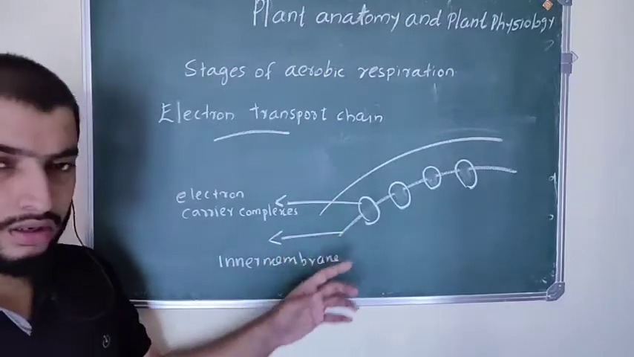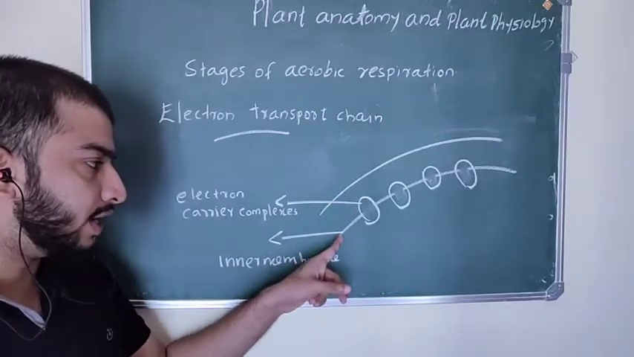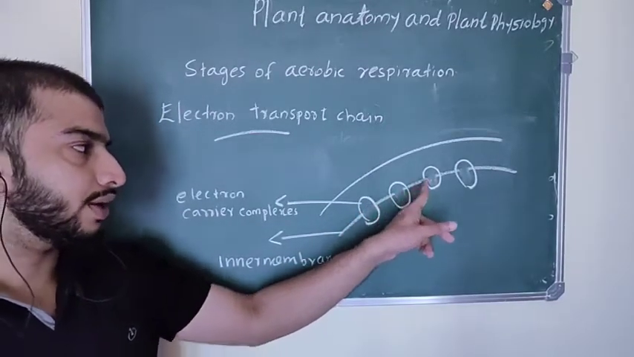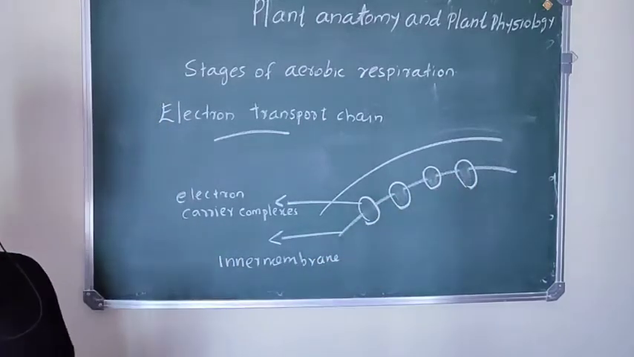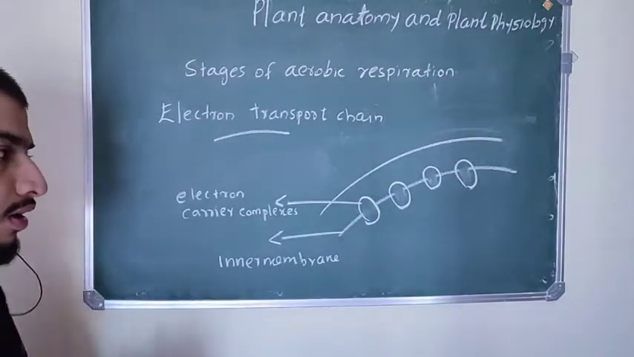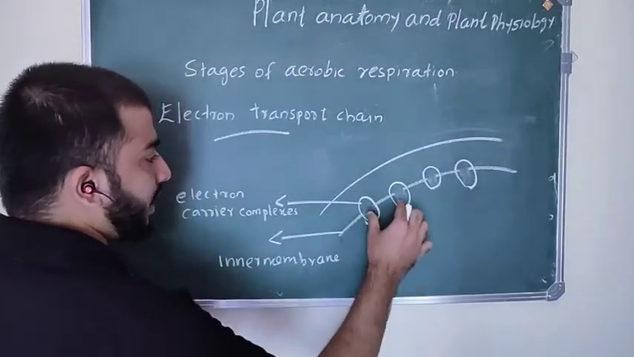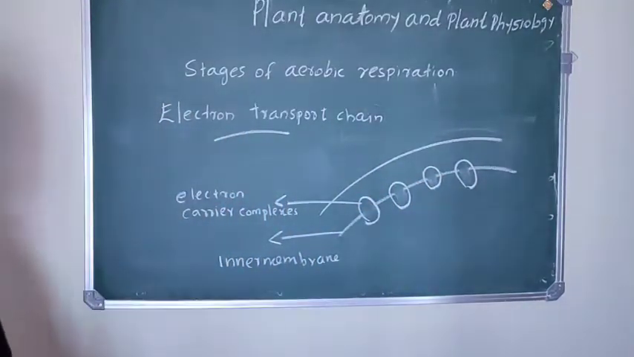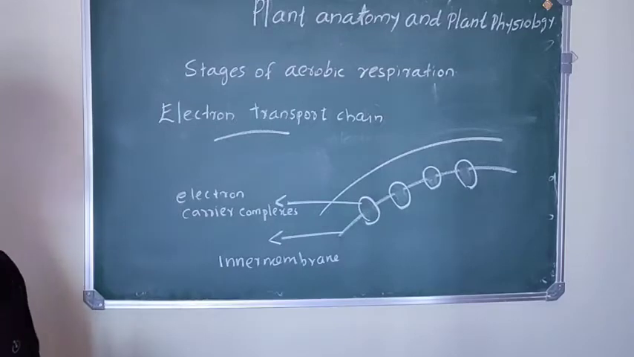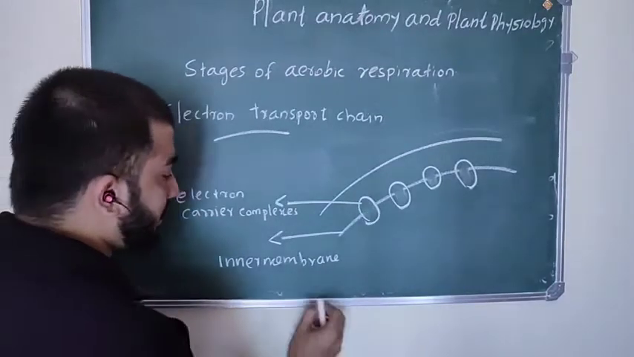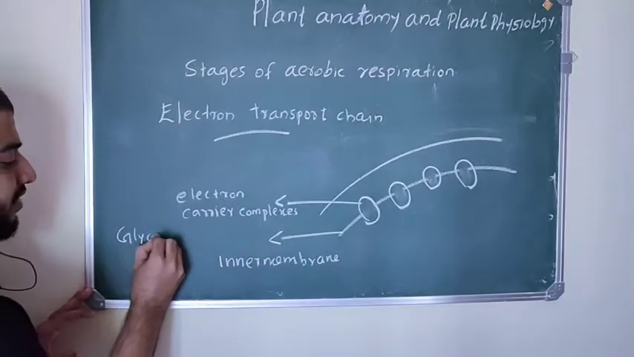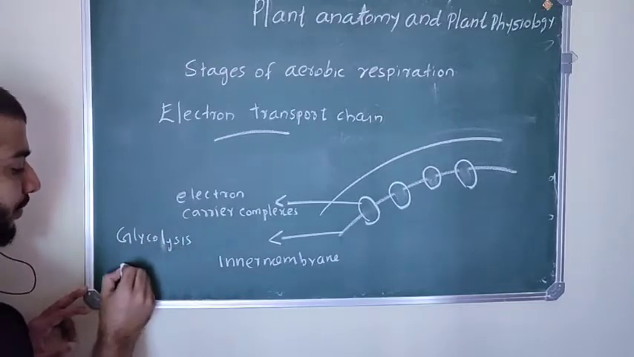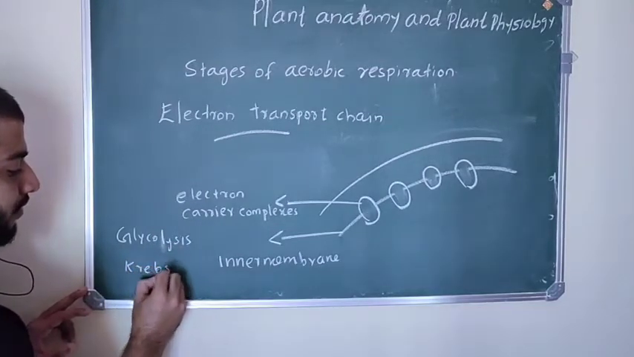So consider this is a mitochondrial membrane. This is the inner membrane of mitochondria, and these are the system of electron carrier complexes present on the inner membrane of mitochondria. This system of electron carrier complexes forms the electron transport chain. So what is going to happen here? What is the mechanism here? You know glycolysis and the Krebs cycle, the first and second stages of aerobic respiration.